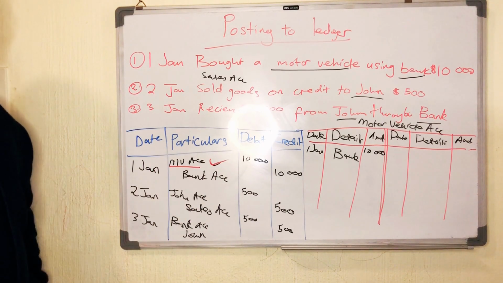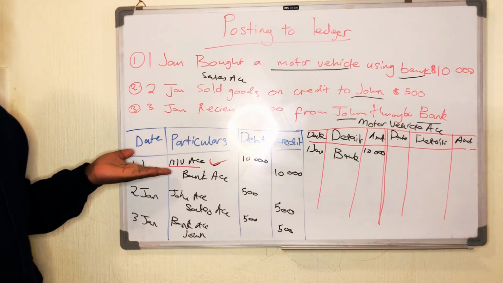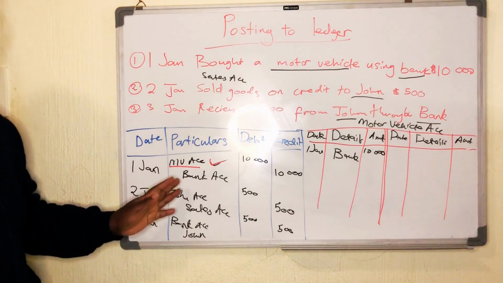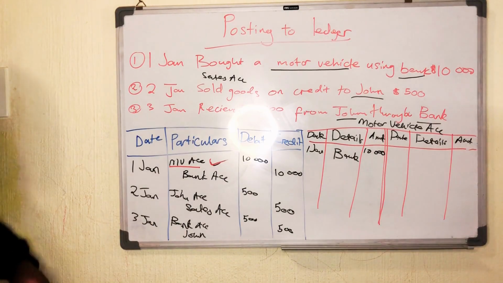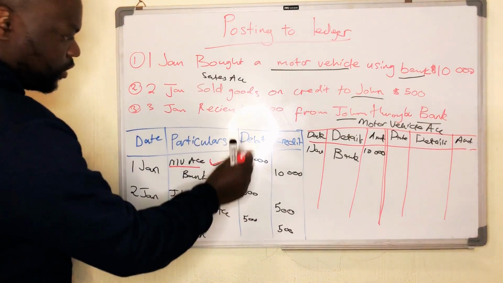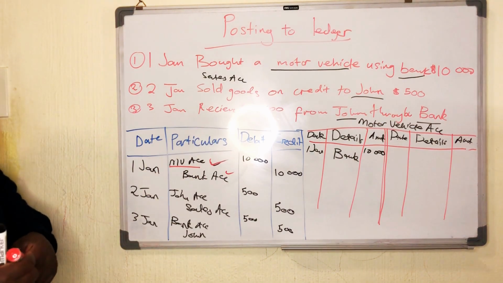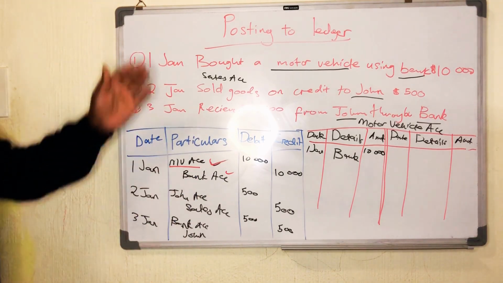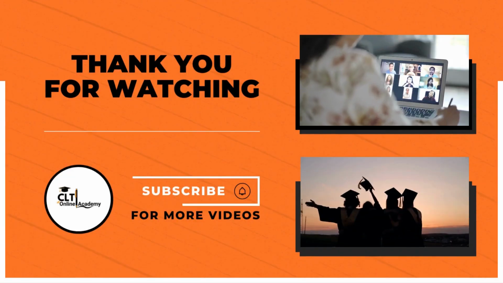So that's how we post to ledger. Nothing to calculate. You are just posting from your journal entries to your ledger. Make sure you are not skipping any transaction. The best way to do it is to tick as you go. Done with the motor vehicle, you tick like that. All the entries that you have made for the account, just tick so that you can double check if you haven't missed any. So that's how we post to ledger.